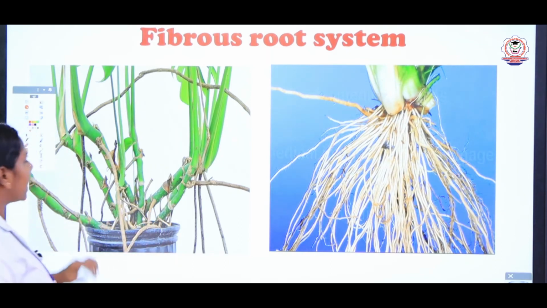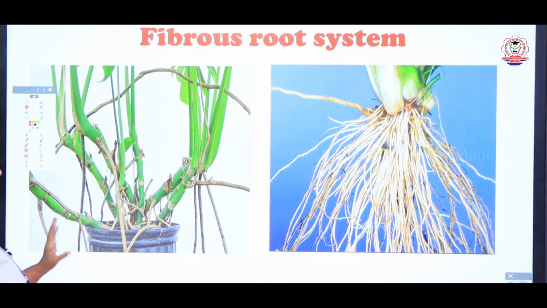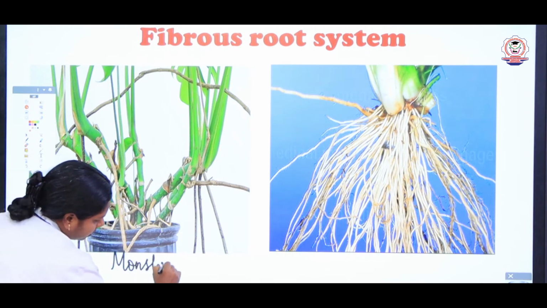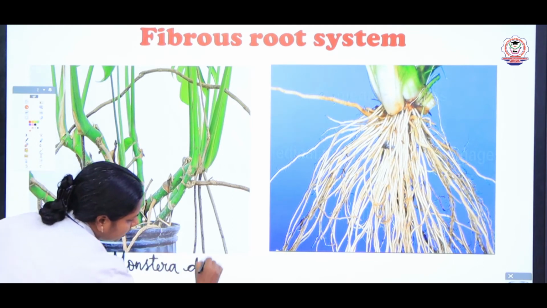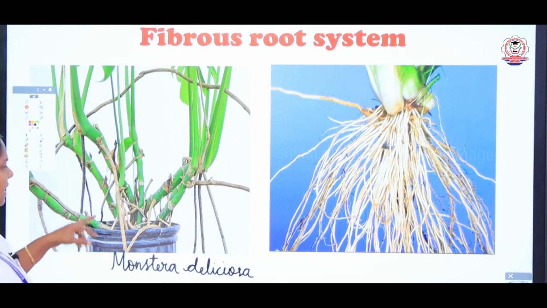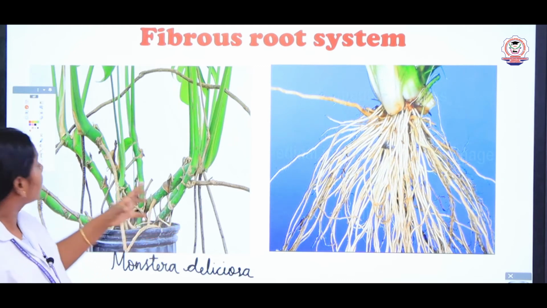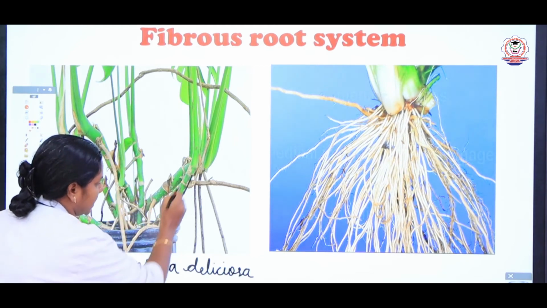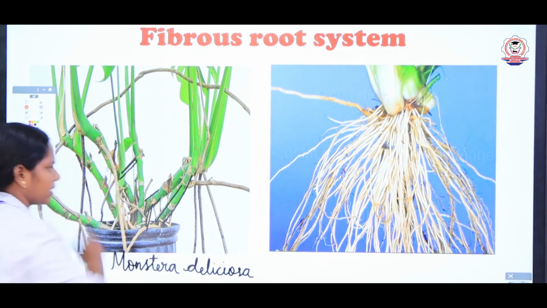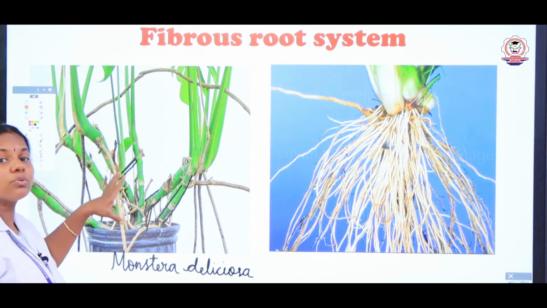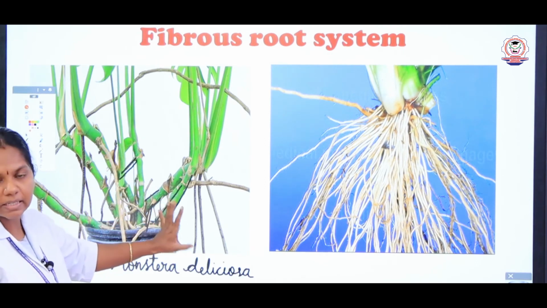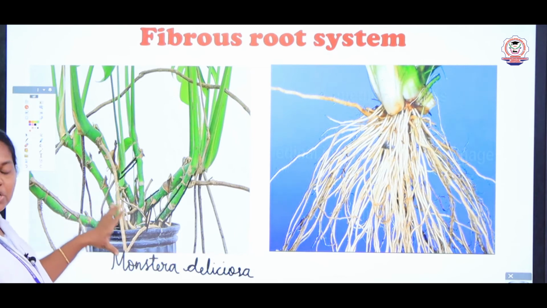Now let us see some examples. Just look at this plant, children. The scientific name of this is Monstera deliciosa. You can see from where the roots arise, children? The roots arise from the base of the stem. You can see this is the base of the stem and from this many roots arise like this, right? These roots are called adventitious roots. The roots that arise from the parts other than the radicle we call adventitious roots.